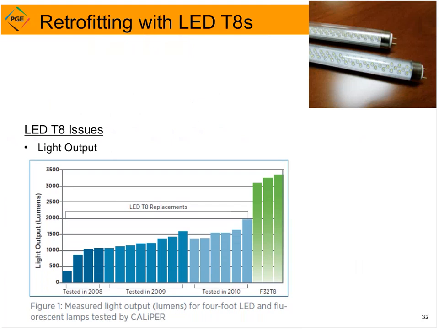As you can see in this chart, here's the high-performance T8s here, and in blue you can see the tested LED T8s. Now you can see the trend is that the light output with LED T8s is getting better, but they're still not as good as your high-performance T8s.